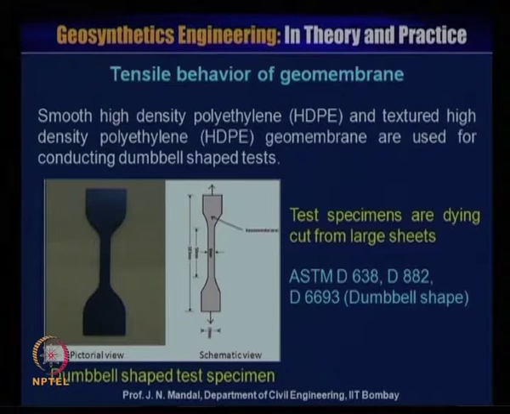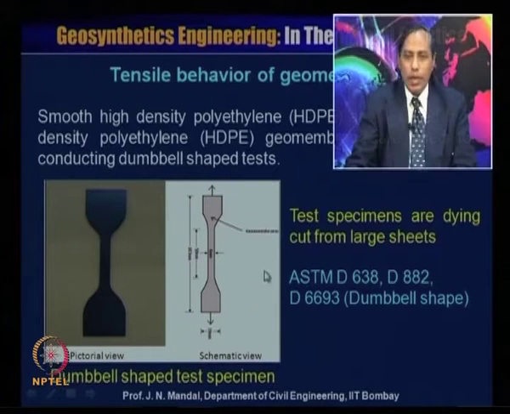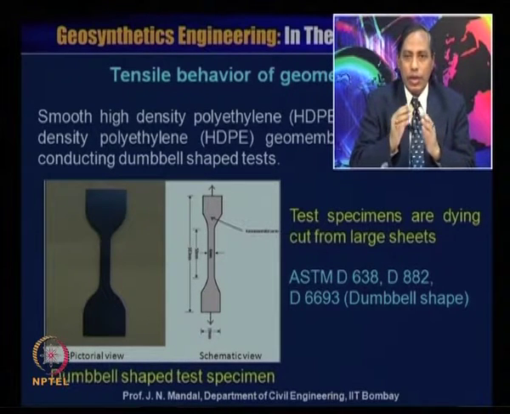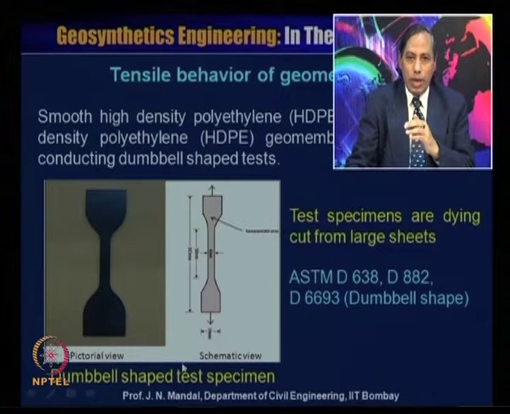and you have smooth high density polyethylene, which you call HDPE, and structured high density polyethylene geomembranes are also used for conducting the dumbbell shape test. So it is a dumbbell shape test. So you can see here, this is the pictorial view and this is the schematic view. So you can perform the test as per ASTM D638 or D882 or D6693. You can see it is a dumbbell shape, and test specimens are cut from a large sheet.